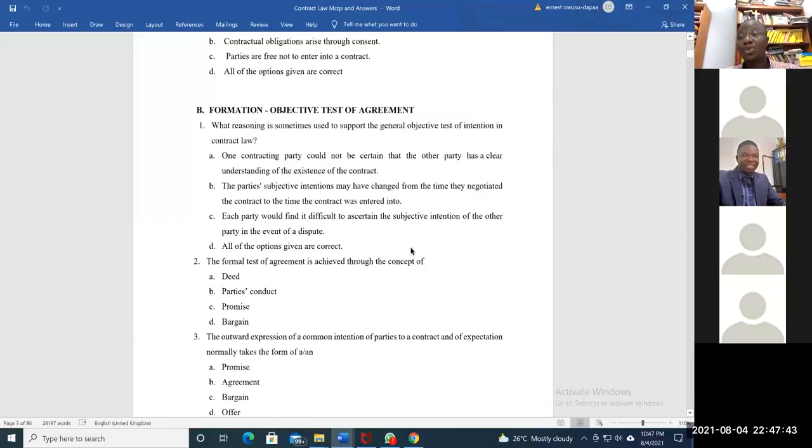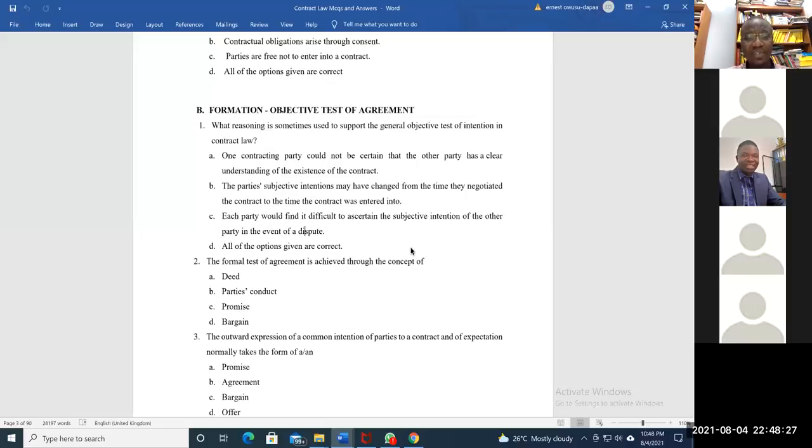Yeah, so I was just trying to say that we have to sometimes compare the answers. If you compare the answers, you could see, okay, now we have D, that all the options given are correct. How about that? So A, is A correct or not correct? One contracting party cannot be certain that the other party has a clear understanding of the existence of the contract. Yes, that is correct. I'm not saying that that is the answer, but I'm just trying to say that it's a true statement in trying to explain why the objective test is preferred to the subjective test. And then let's look at the B.